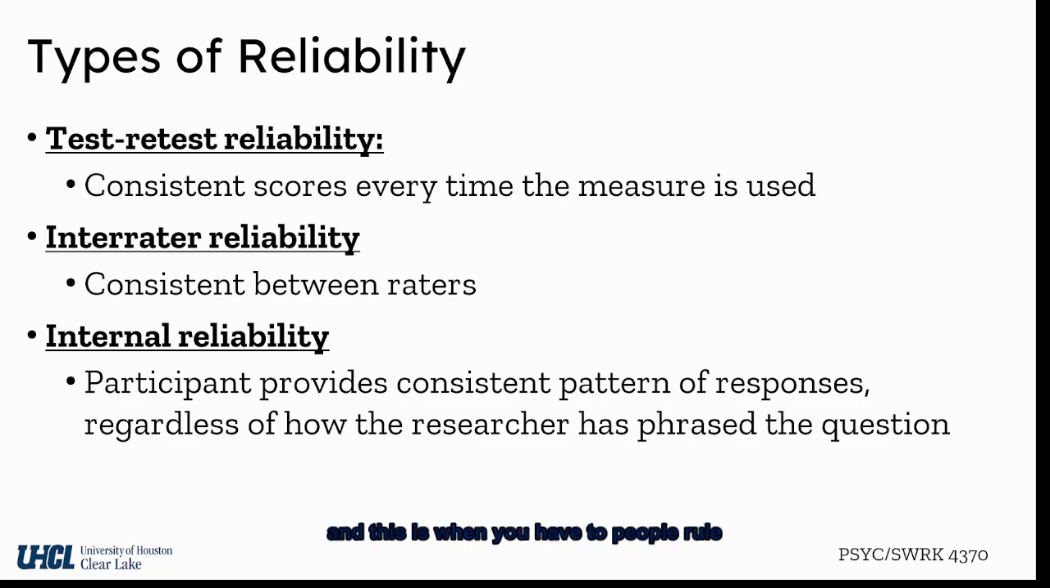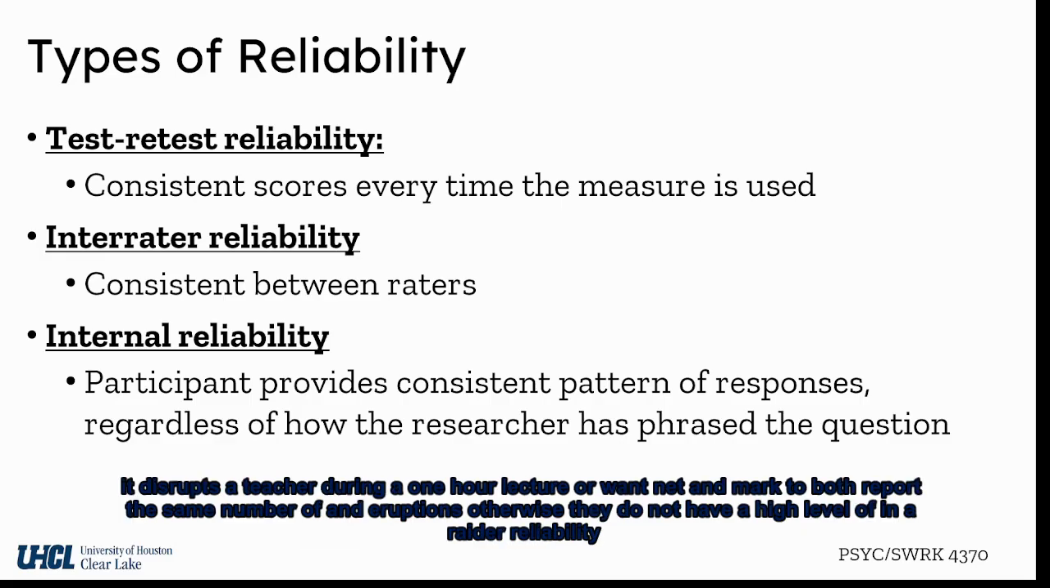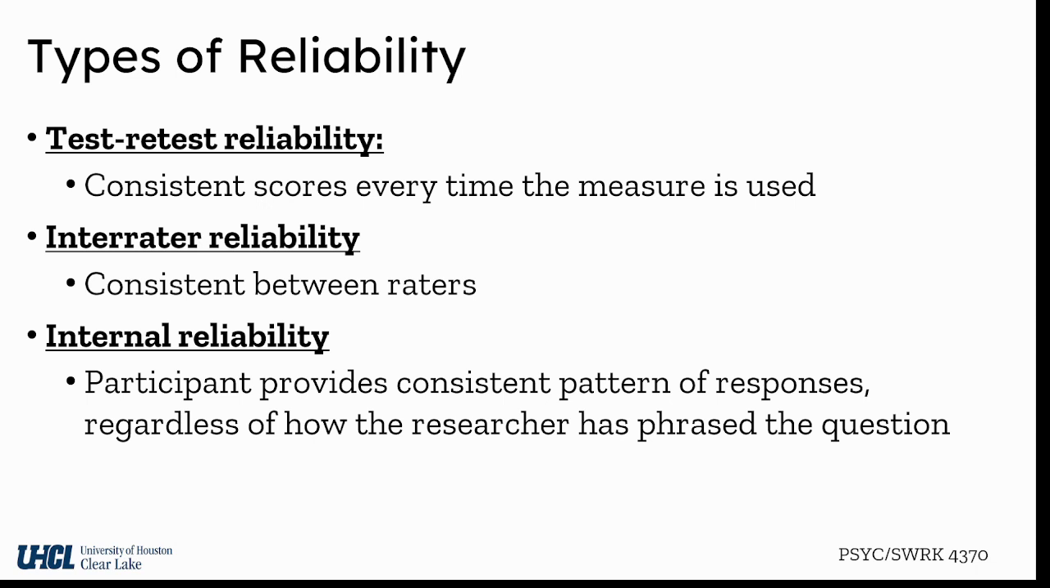And this is when you have 2 people that are rating a behavior or observing something, and they're going to rate whatever it is they're looking at consistently. Okay? If I'm counting the number of times a student disrupts a teacher during a 1-hour lecture, I want Matt and Mark to both report the same number of interruptions. Otherwise, they do not have a high level of inter-rater reliability.